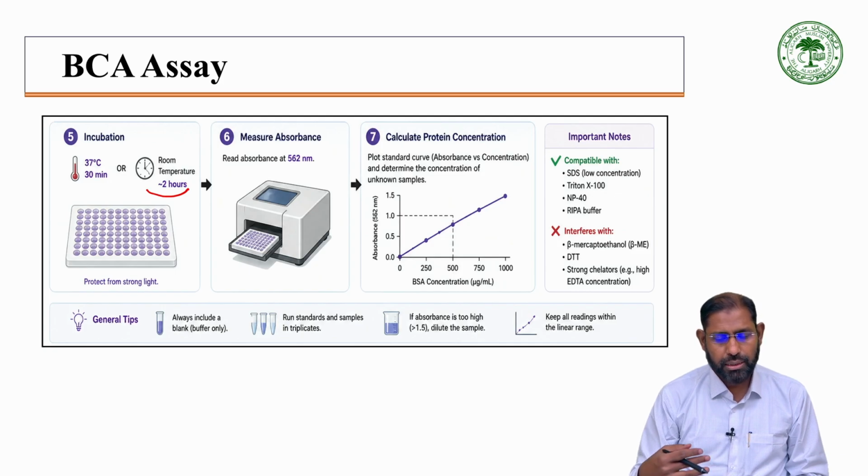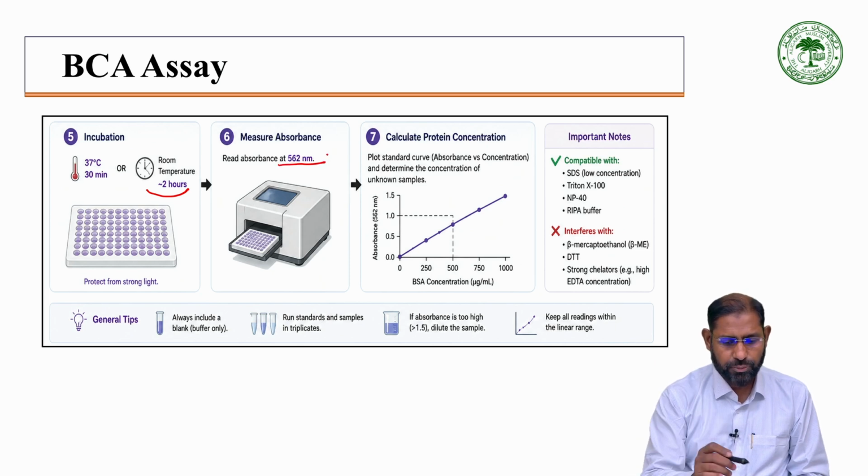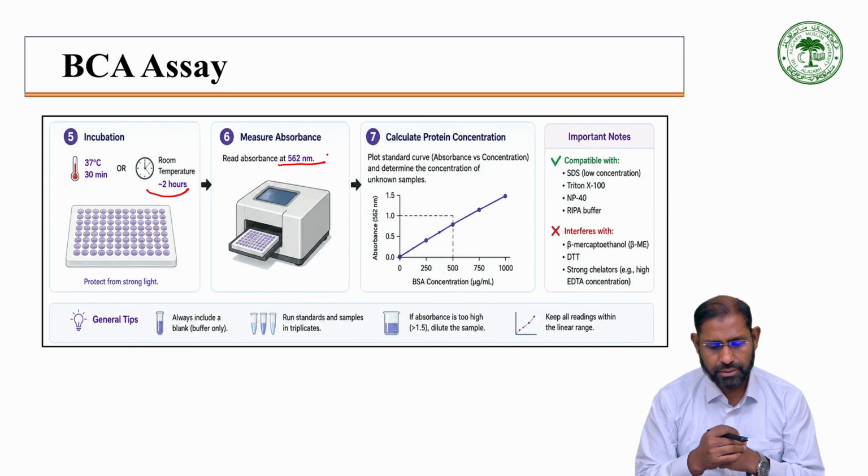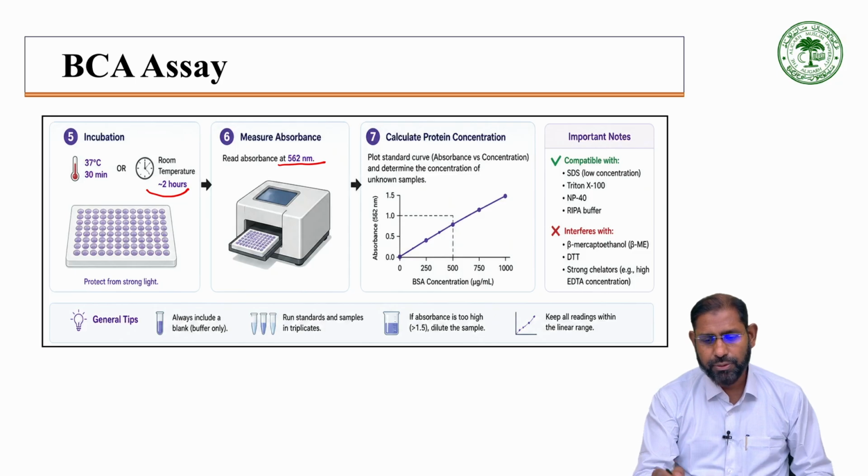And now we need to measure the absorbance after 2 hours or 30 minutes, depending on the temperature, and read the absorbance at 560 nanometers. This is the ELISA reader. Now we calculate the protein concentration.